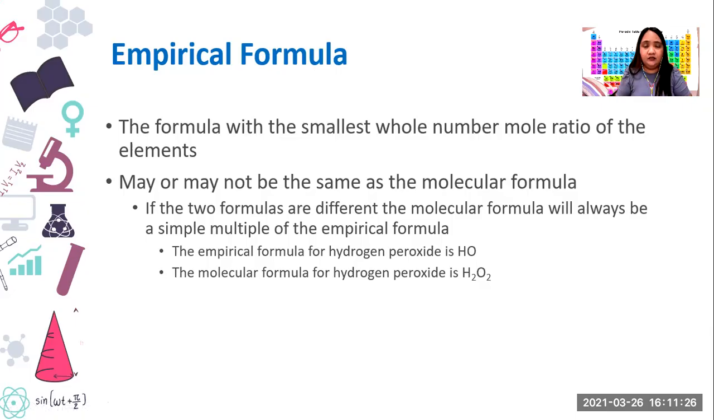But if you want to get the empirical formula of hydrogen peroxide, then you have to get the smallest whole number and then divide it. This is actually the empirical formula of hydrogen peroxide. It says there, if the two formulas are different, the molecular formula will always be a simple multiple of the empirical formula. Yes, that's true. This is actually a multiple of the empirical formula of hydrogen peroxide, which is HO.